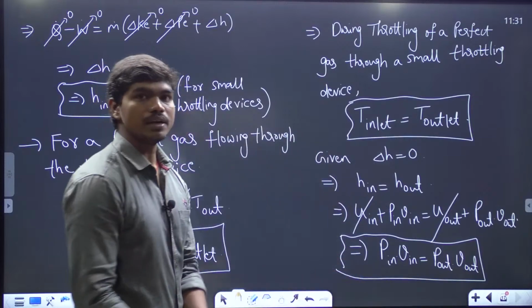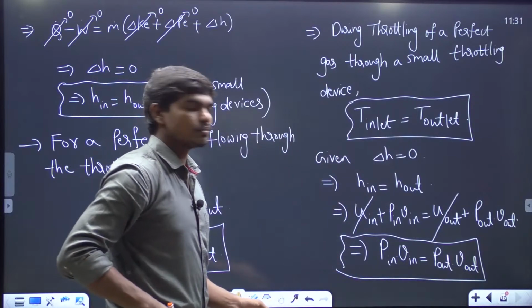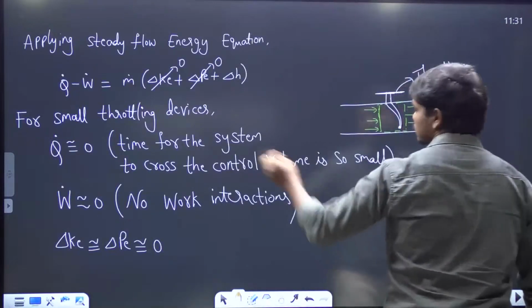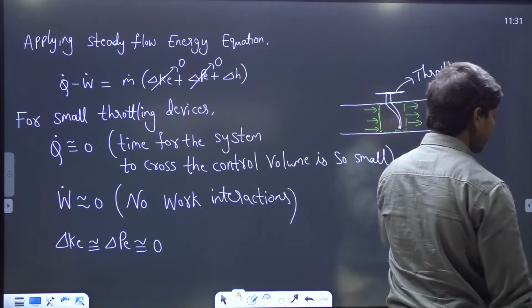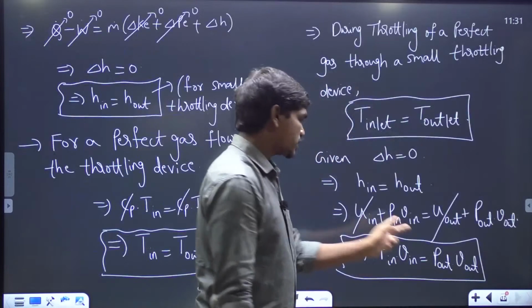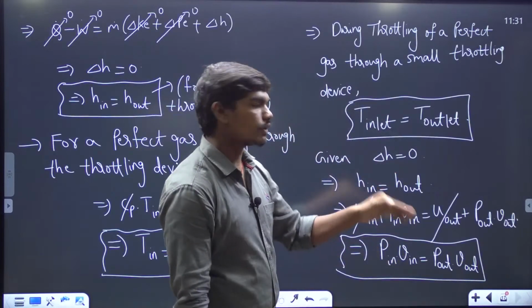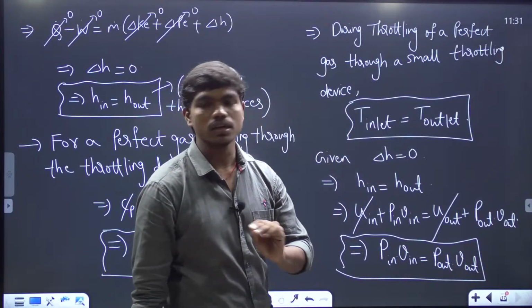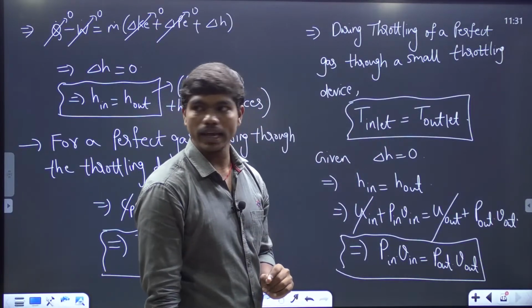But practically what happens? This V outlet will be more than V inlet. Okay? Because fluid suddenly expands at this particular point. So specific volume tries to increase, which means this P out will try to decrease. So that's why generally you experience some pressure drops in the throttling process. Okay.